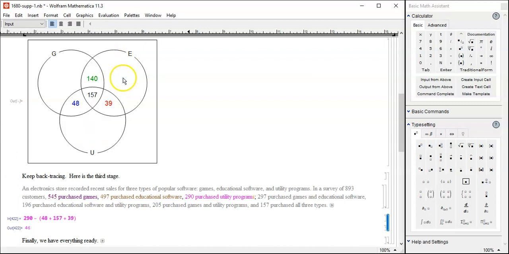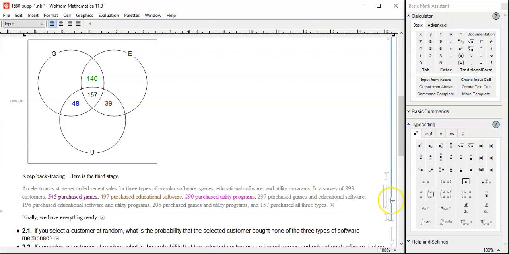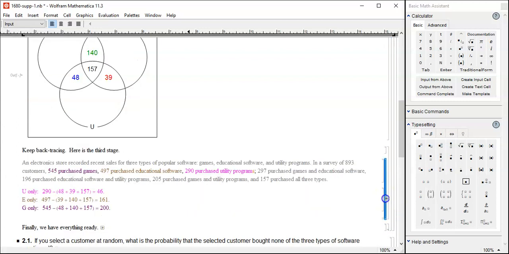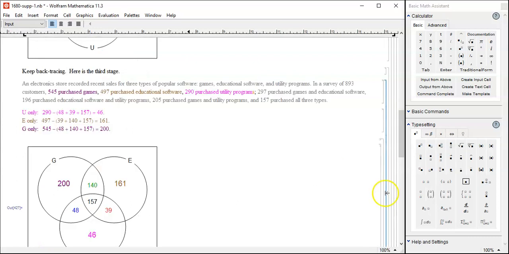Education only, brown, and then 545 purchase game, game only, purple. Brown and purple. You have to do a similar computation. Can you do that? Maybe you can stop this recording and do that on your own. Assuming you did, let me show you the answer. And here we go.